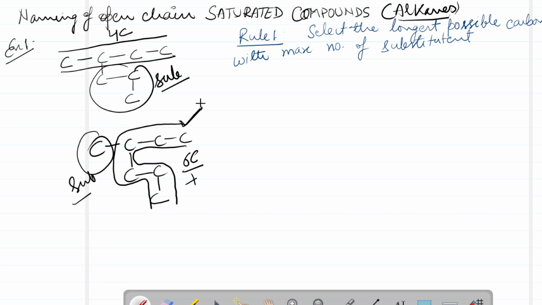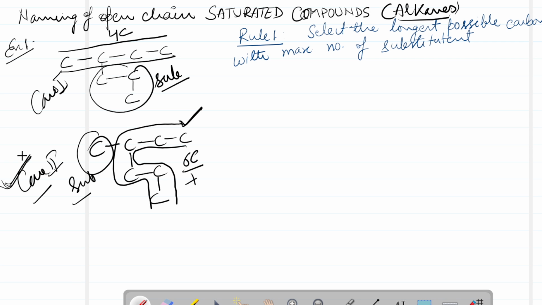Select the longest possible carbon chain with maximum number of substituents. See, here the number of substituents is 1, case 1. In case second, the number of substituents is again 1. In case 1, the number of carbons in the principal chain is 4, and in case second the number of carbons in the principal chain is 6. So it would be the correct way to select the principal chain, right?